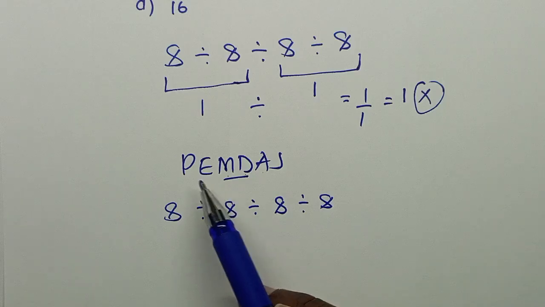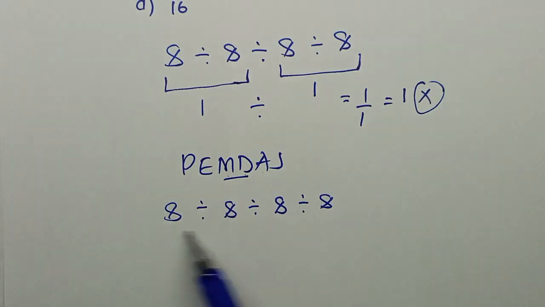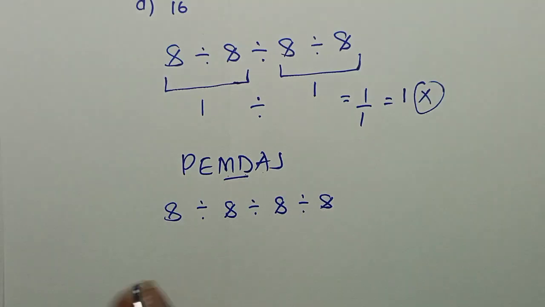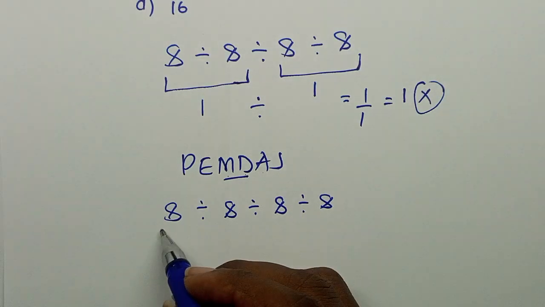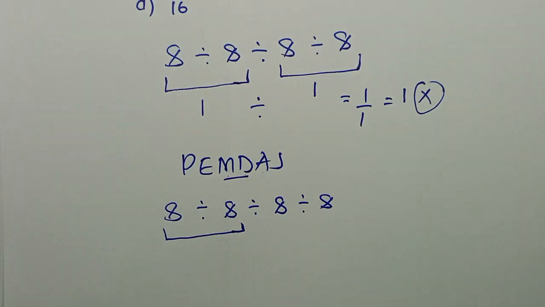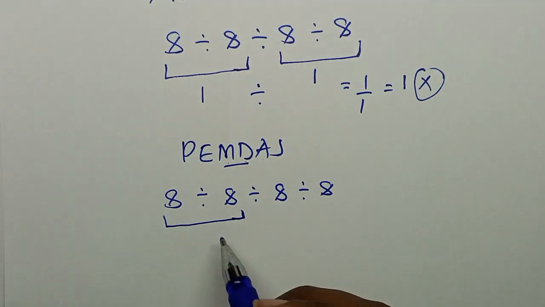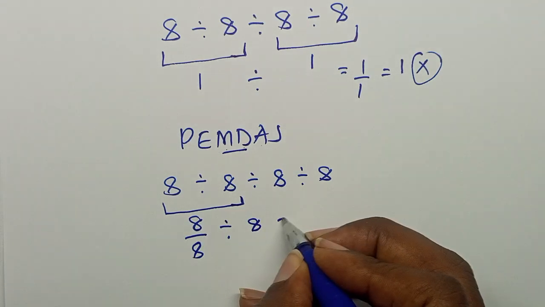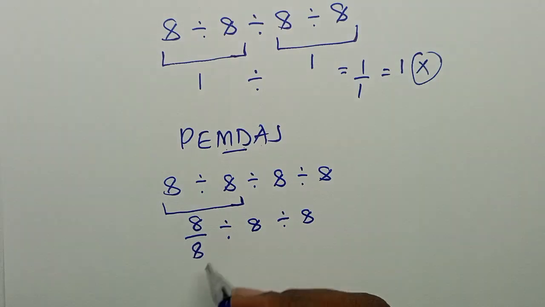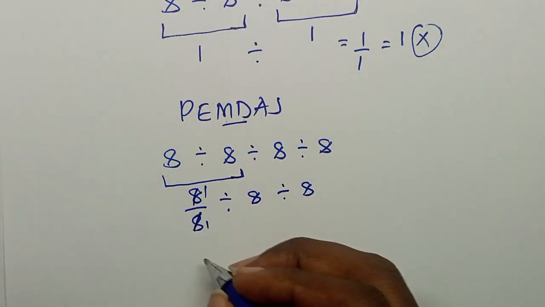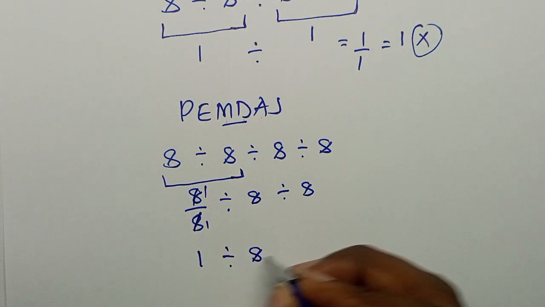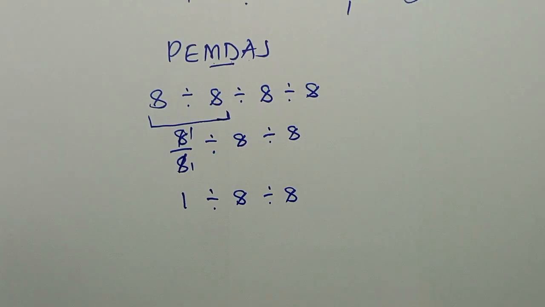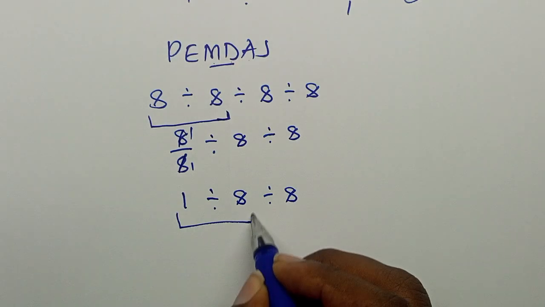Now, parentheses we don't have, exponents we don't have. So what we have next is division, and it has to be from left to right. So we have to work out this first: 8 divided by 8, divided by 8, divided by 8. So 8 over 8 becomes 1. Then divide by 8, divide by 8. Again, we have to move from left to right. So we work out this next.